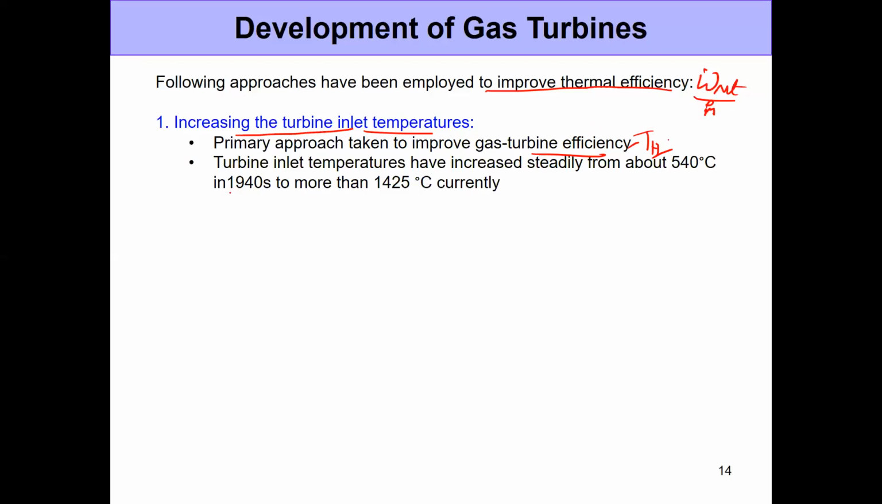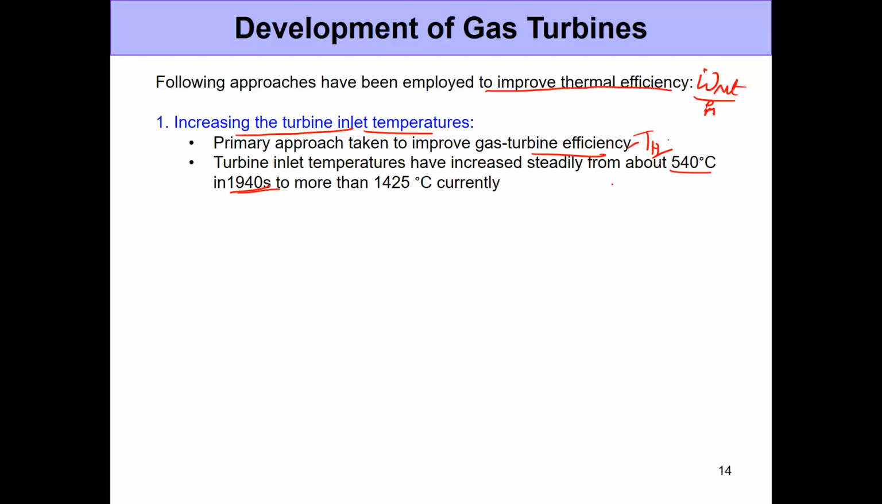Back in the 1940s, the maximum turbine inlet temperatures that were allowed in the gas turbine expansion stage were somewhere around 540 degrees Celsius. So you could take in relatively low temperature air and expand it within the turbine to produce the work output.